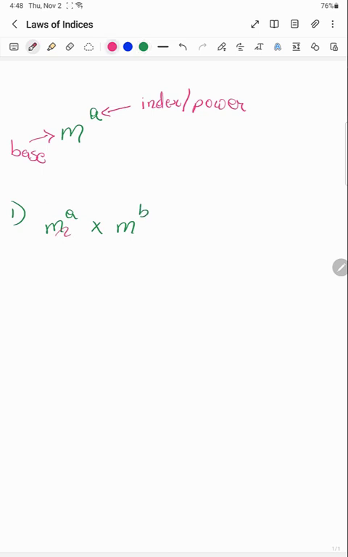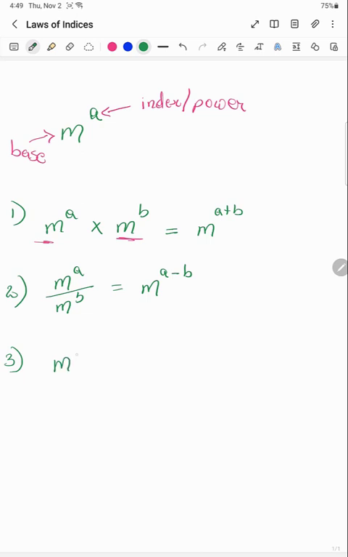All right, so number one, M to the power of A multiplied by M to the power of B. Now, if you notice, the bases are the same. So whenever we have bases that are the same, keep the base, and then we add the indices. So that's for multiplying. If you're multiplying the same bases, you're going to add the indices. So therefore, what will we do if we are dividing the same bases? Subtract the indices. So it's the one at the top first minus the one at the bottom.